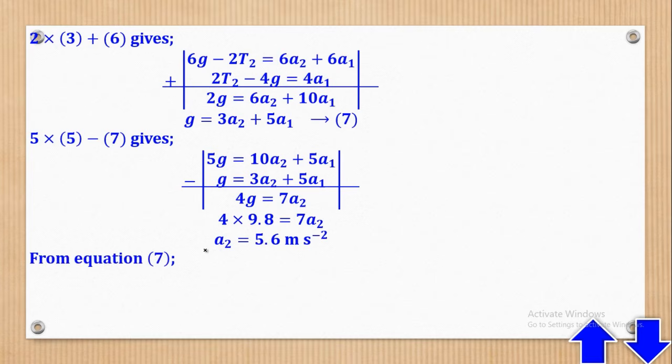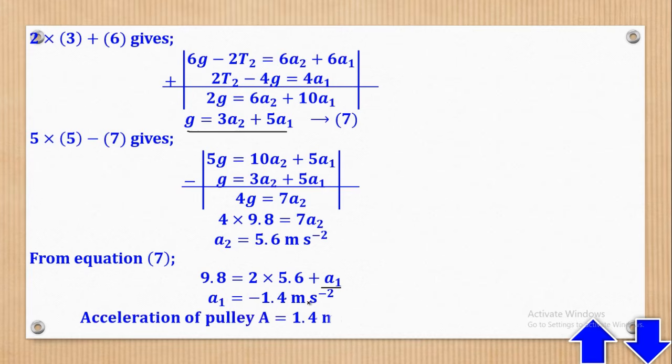Now from equation 7, I can substitute for a2 in order to get a1. So when I substitute, I remain with a1 as the only unknown. Therefore a1 will be equal to negative 1.4 meters per second squared. Therefore the acceleration of pulley A is 1.4 meters per second squared downwards. Now why are we saying downwards? It is because of this negative.